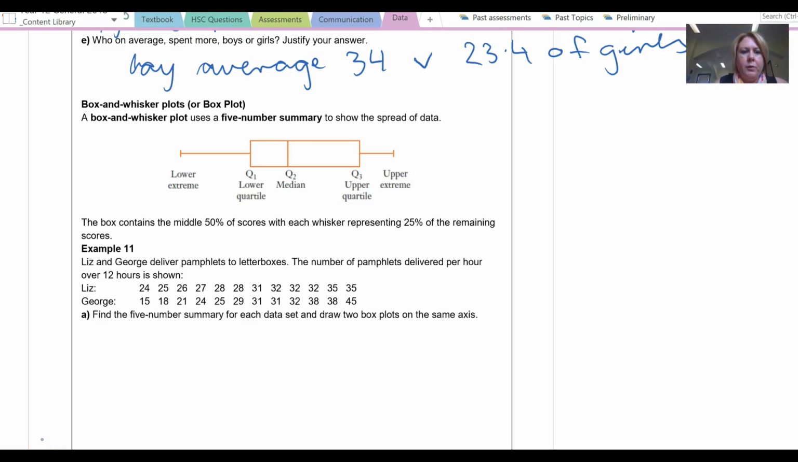Okay, this is a review of box and whisker plots, and we need to look at two box and whisker plots together and compare the data. So in year 11 we looked at box and whisker plots, and we knew that it represented the 5-number summary.